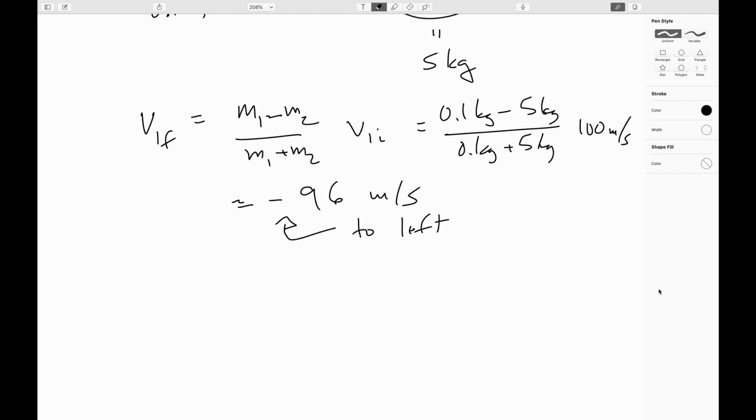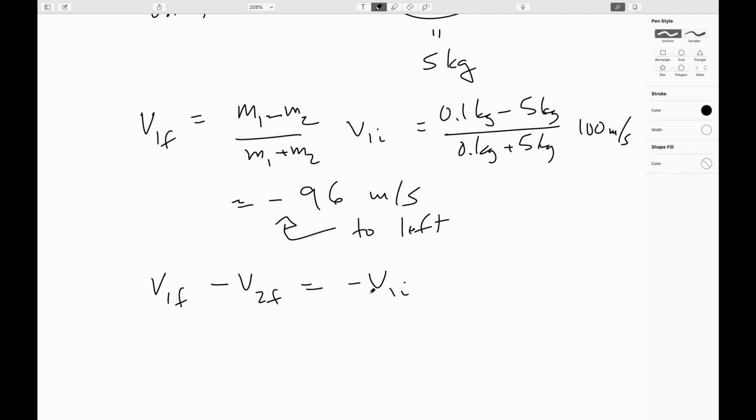Absolutely ain't nothing wrong with that. But I think this is where having that relative speed of approach equals speed of recession thing comes in really handy. You know they were approaching at 100, so they have to be leaving at 100. So if this is going at 96 to the left, the other one has to be going at 4 to the right. So let's just double check that with the math to see if that is indeed the case. But that reasoning is always solid.